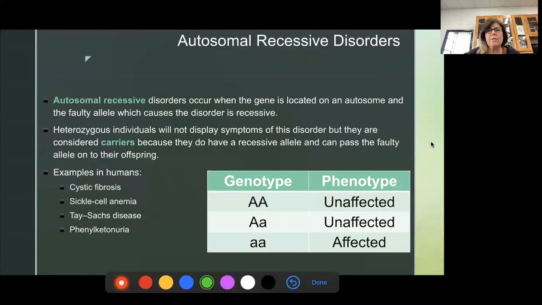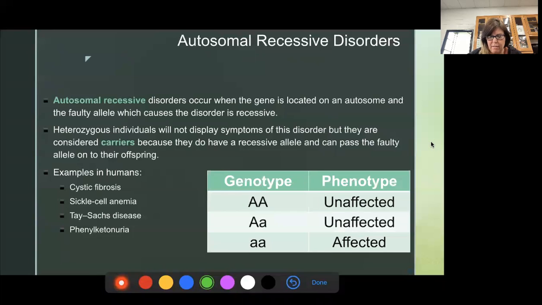Autosomal recessive disorders: the faulty allele is on the recessive gene. So heterozygous individuals will not display the disorder, but they are considered carriers because they have that recessive allele that they can pass to their offspring. And of course, if both parents are carriers, then they have a 25% chance of their child having that recessive disorder. We talked about in lab cystic fibrosis, a little bit about sickle cell anemia, Tay-Sachs, and PKU.